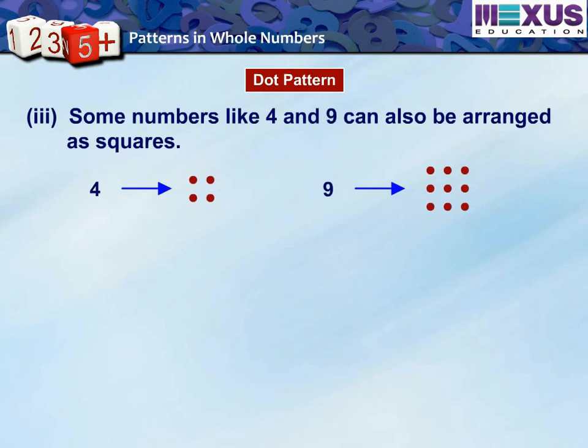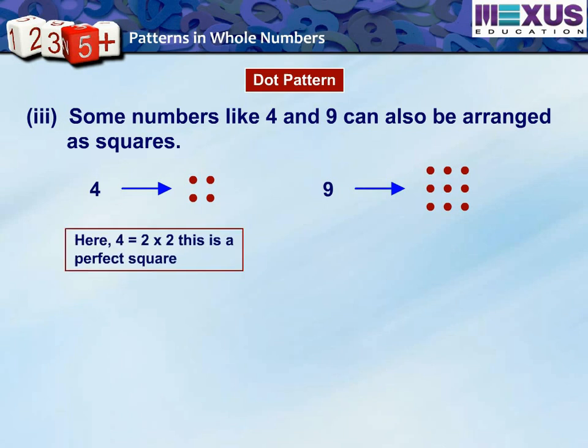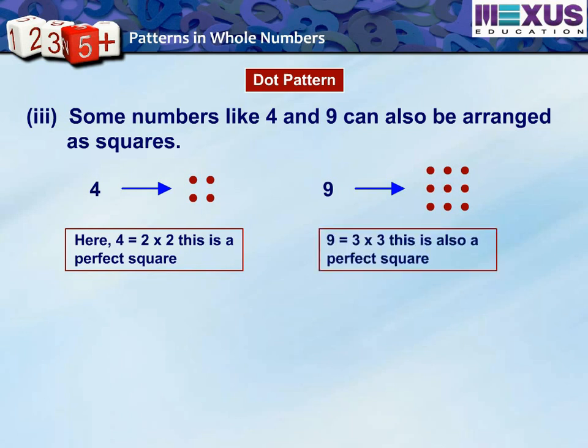Some numbers like 4 and 9 can also be arranged as a square. Here, 4 equals 2 multiplied by 2. This is a perfect square. And 9 equals 3 multiplied by 3. This is also a perfect square.